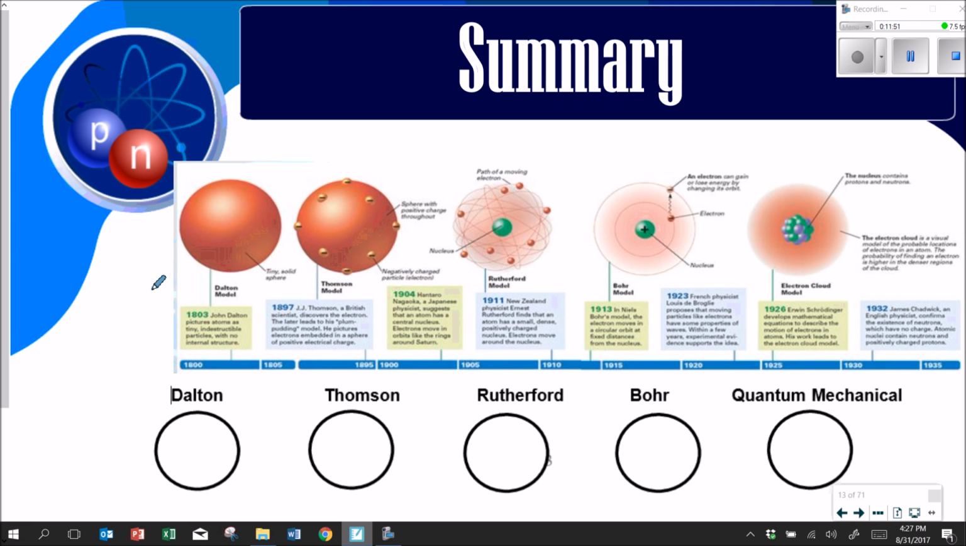So here's a neat summary of the atom, starting with Dalton, going all the way to the quantum mechanical model. It would probably be useful and helpful if you drew the evolution of the models from the time Dalton came up with his atomic theory to the current quantum mechanical model.